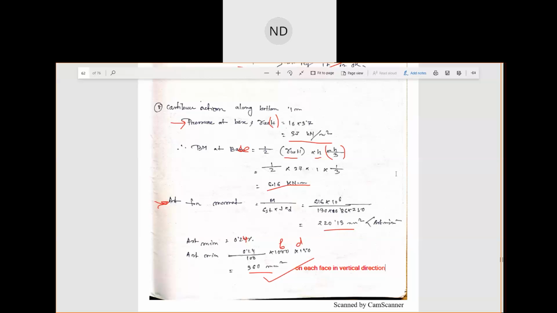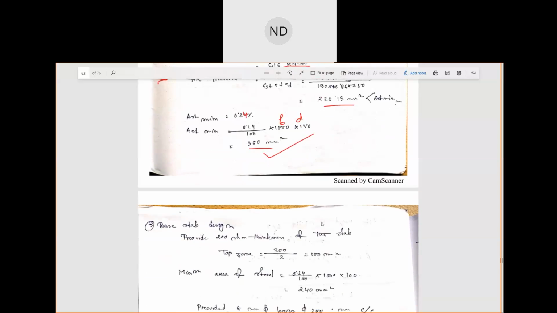Okay, now we will design the base slab. In a rectangular tank there must always be a base slab. So how much is the base slab? For the base slab design, we are assuming and providing a 200 mm thickness of slab. On the base slab also we will have two zones, one at the top and one at the bottom. That means it is divided into two portions, top zone and bottom zone.